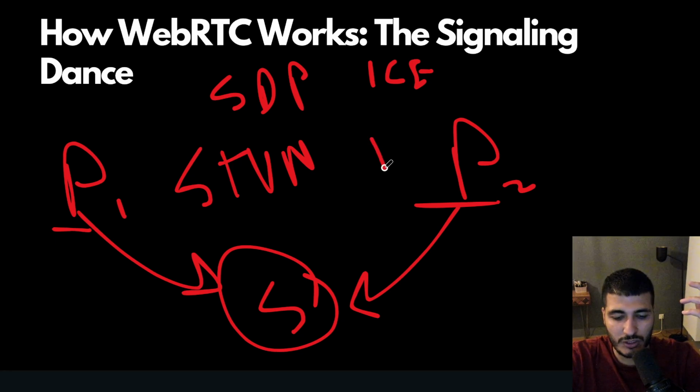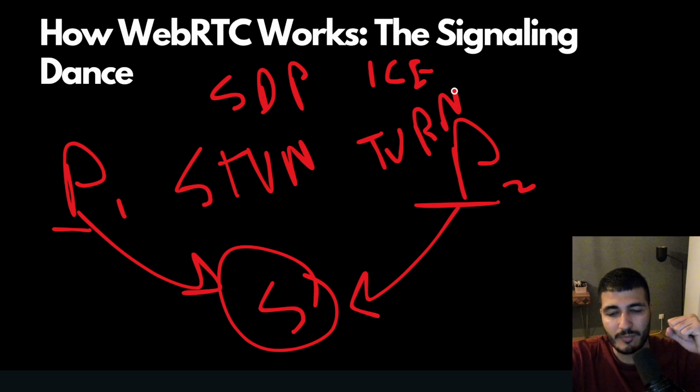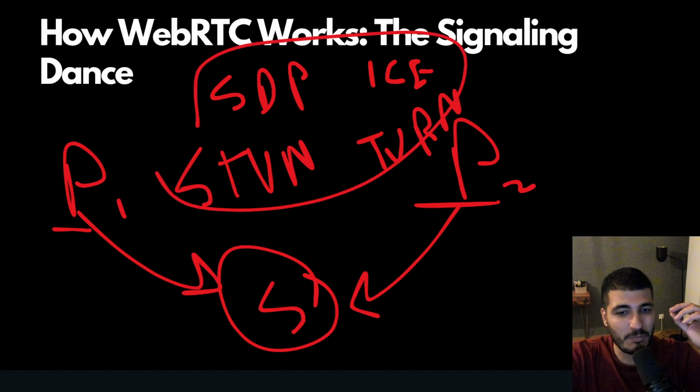And also there is TURN, which is Traversal Using Relays around NAT. If the first one, which is STUN, fails, the TURN server acts as a relay. All media traffic for that specific connection flows through the TURN server. This adds latency and cost, but ensures connectivity as a last resort. And after all of that, the peer connection happens.